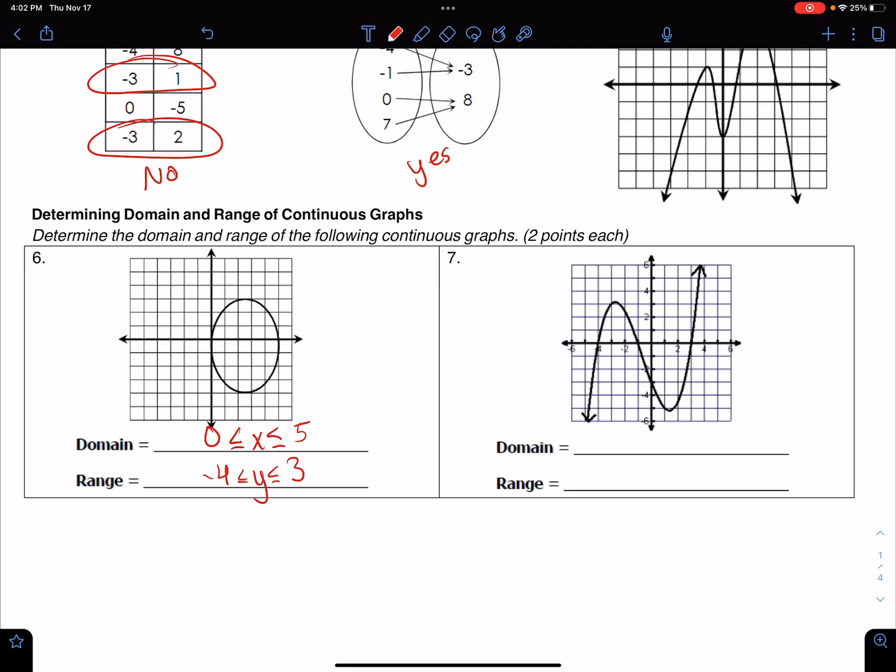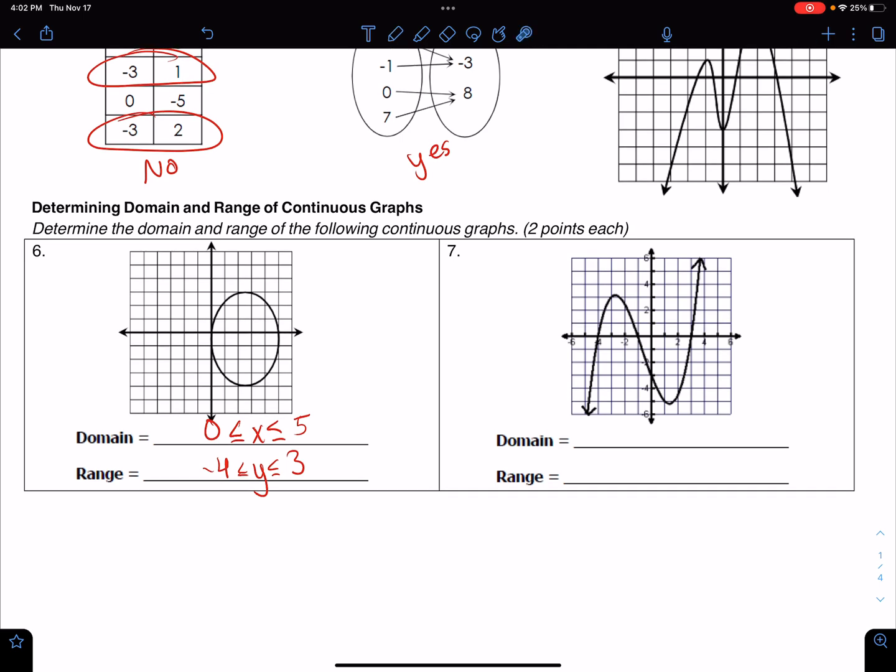Okay, my next one, number 7, says what's my domain and range? You'll see that there is this arrow right here and an arrow right here. This arrow says that this goes up forever, but as it's going up forever, it's also going right forever, because the further this way I go, the further right I'm going. So my domain on this one goes forever to the left and forever to the right. So I say it goes from negative infinity to positive infinity.